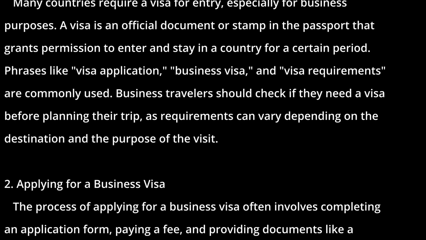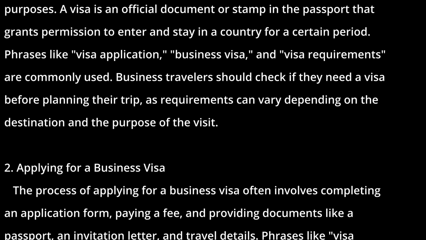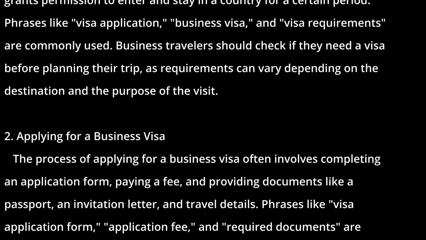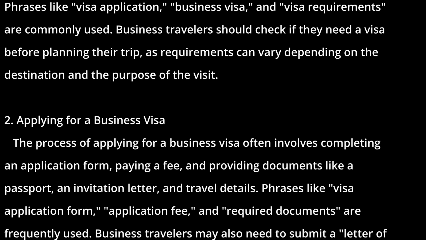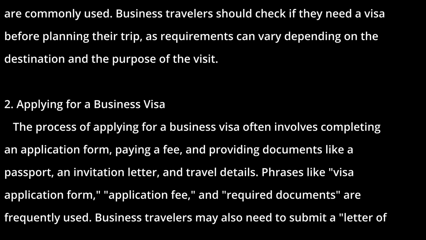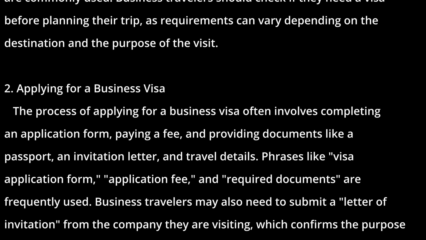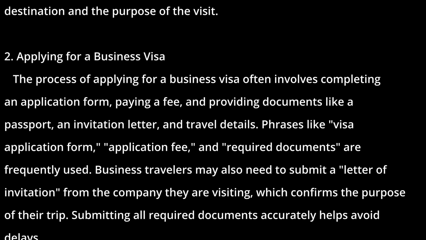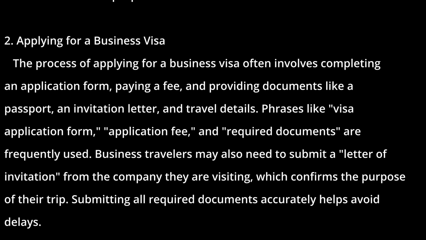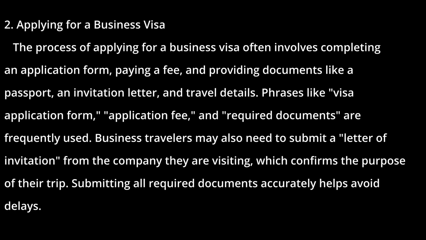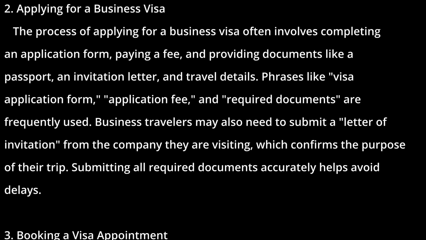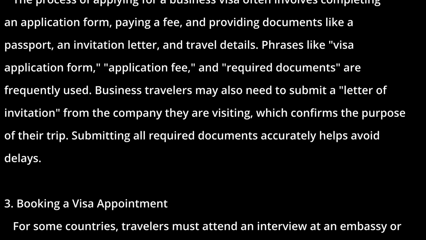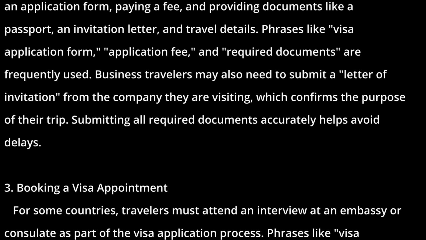2. Applying for a business visa. The process of applying for a business visa often involves completing an application form, paying a fee, and providing documents like a passport, an invitation letter, and travel details. Phrases like visa application form, application fee, and required documents are frequently used. Business travelers may also need to submit a letter of invitation from the company they are visiting, which confirms the purpose of their trip. Submitting all required documents accurately helps avoid delays.